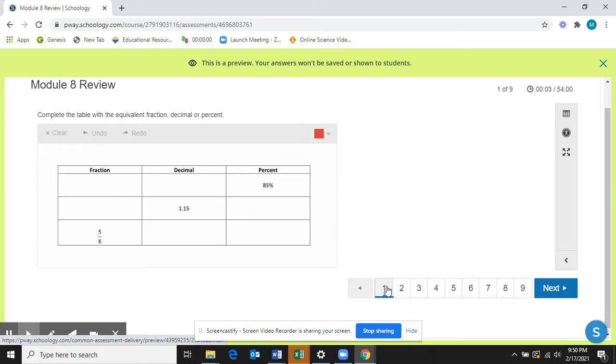This is the answer key to the February 17th, Module 8 review. So the first question is asking us to complete the table with the equivalent fraction, decimal, and percent.